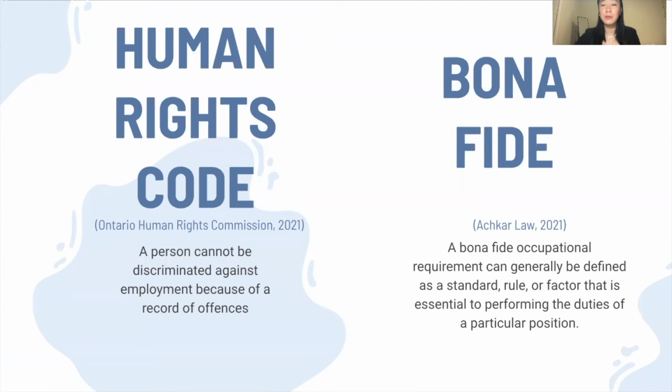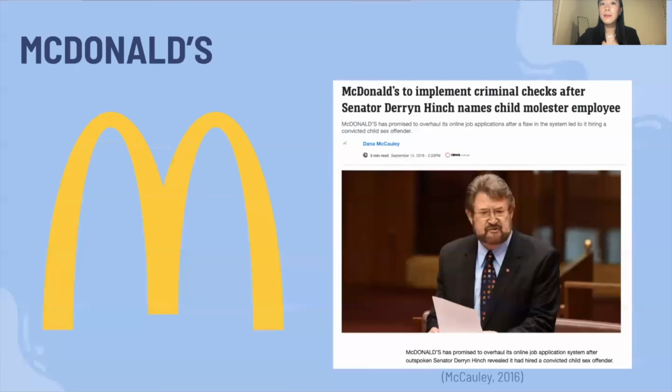The other thing that was mentioned in the trivia is there is an exception to discriminating someone because of a record of offenses. That is a bona fide occupational requirement, which is a standard rule or factor that is essential to performing the duties of a particular position. For example, being a good driver is essential to becoming a bus driver. So if someone has a record of hit and runs or has their driving license suspended and that shows up on the police record check, you can decide not to hire that person because it is essential for performing that job. So let's look at McDonald's.